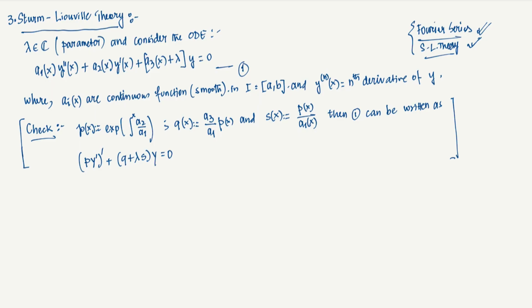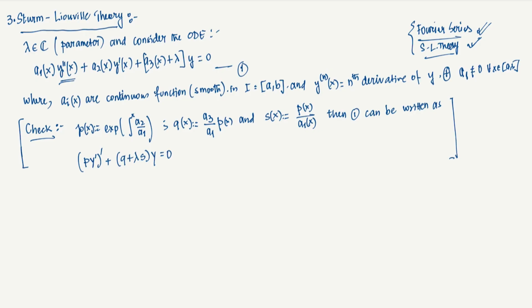Now, you do realize for this to work, A1 has to be non-zero. So let's add a little assumption here that A1 is non-zero for all x in AP. We'll just assume this, because if it is 0, then the second order term is gone for that x. So we assume that this is not 0 for any x in AP. So all of this is very well defined, and we can write it like this.